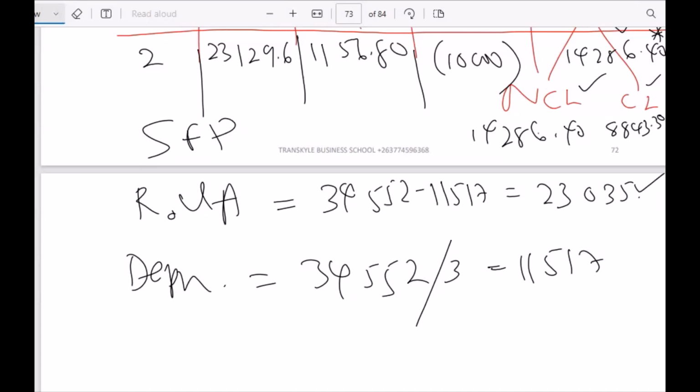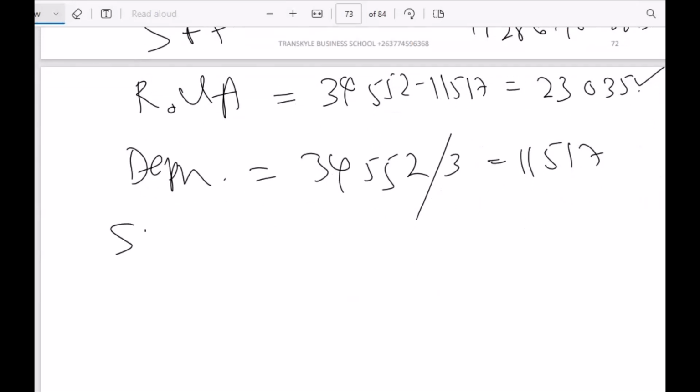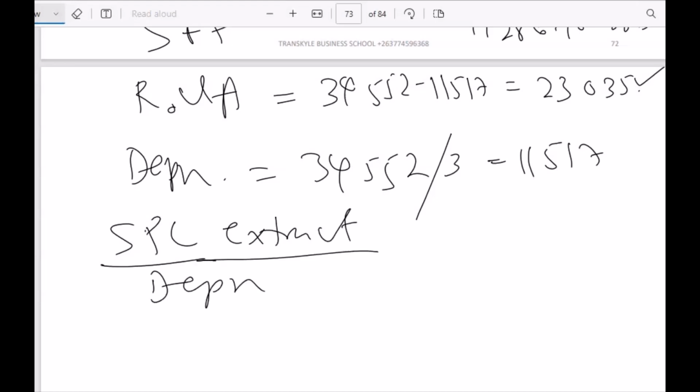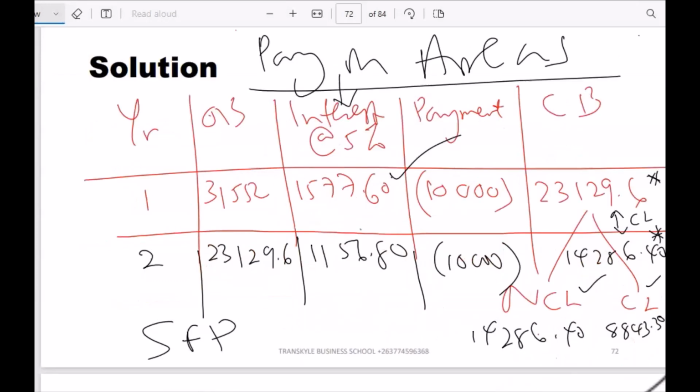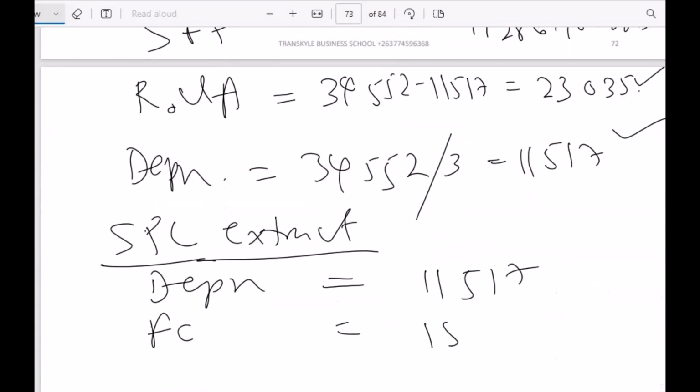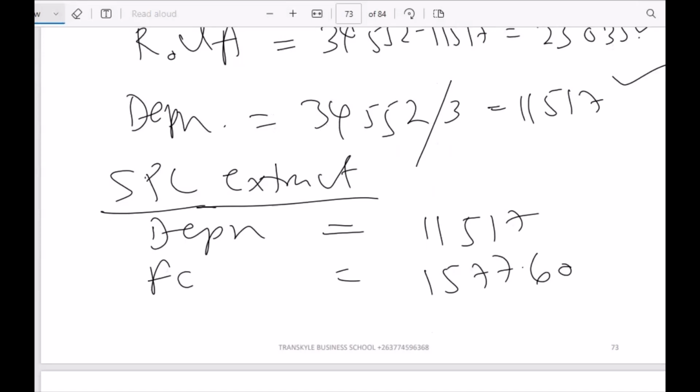What about the statement of profit or loss values? So the SPL extract will show firstly the depreciation charge, which we determined as this one, that's 11,517. Also, we will show the finance cost. The finance cost is going to be given in the column here. This is the interest column. So the finance cost for year 1 is that one, 1,577.60.